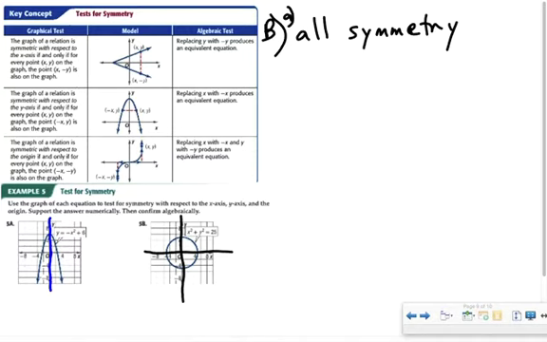So if I replace my y with negative y and I get the same equation, then that covers it being symmetrical over the x-axis. If I replace a value with its opposite as far as the x's, and I end up with the same value, then it's symmetrical over the y-axis. So let's do one thing at a time, and then we'll look at the symmetry over the origin.